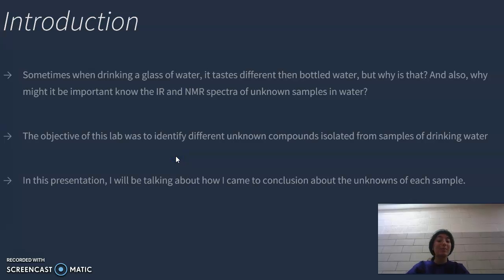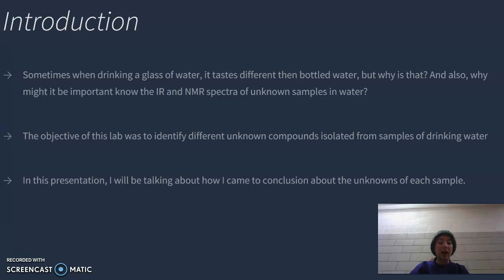Okay, so sometimes when drinking a glass of water, it can taste different than drinking bottled water. But why is that? It's because there are different compounds in the water. But how can one tell if a glass of water was contaminated versus a regular glass of water? When looking at the two, they look exactly the same. They're both clear. So the objective of this lab was to determine the identity of the contaminant in drinking water.